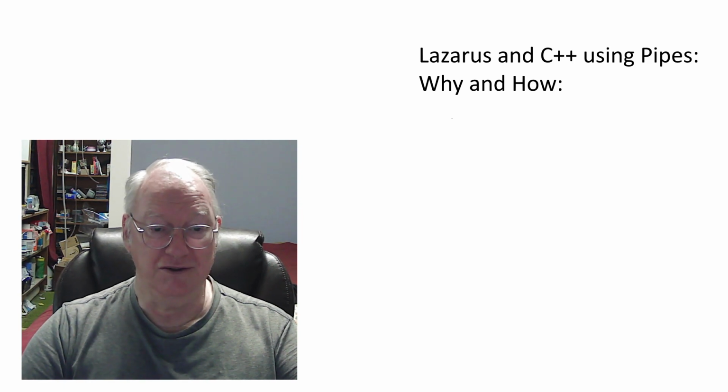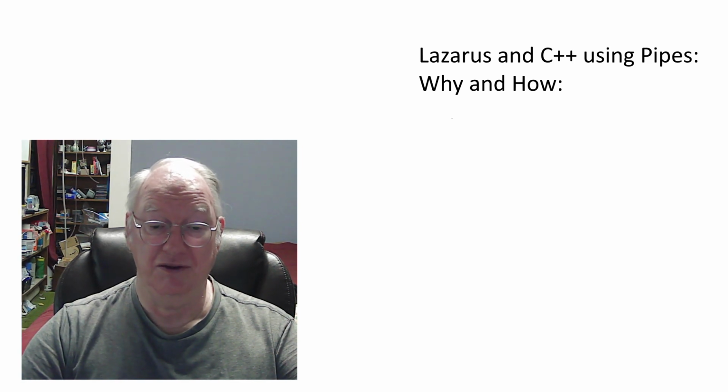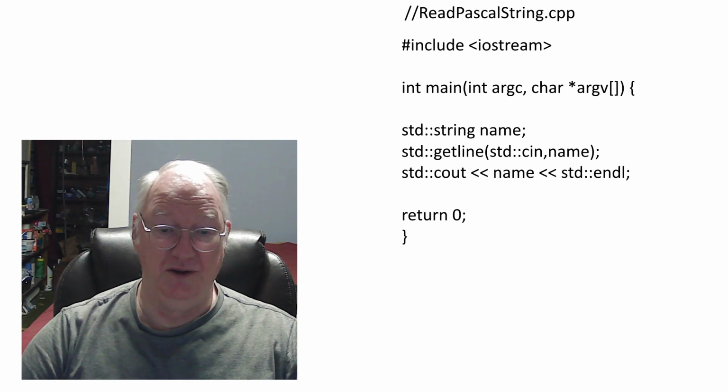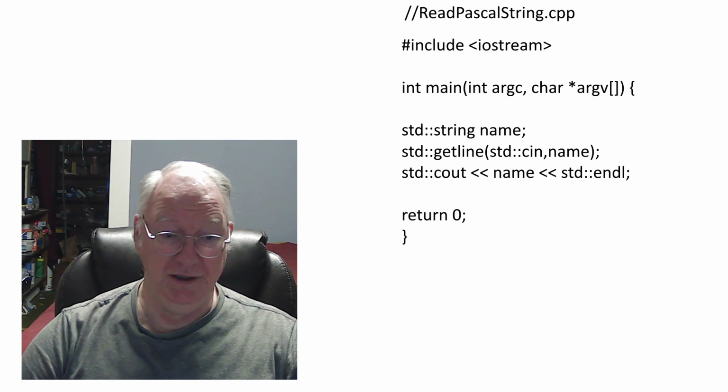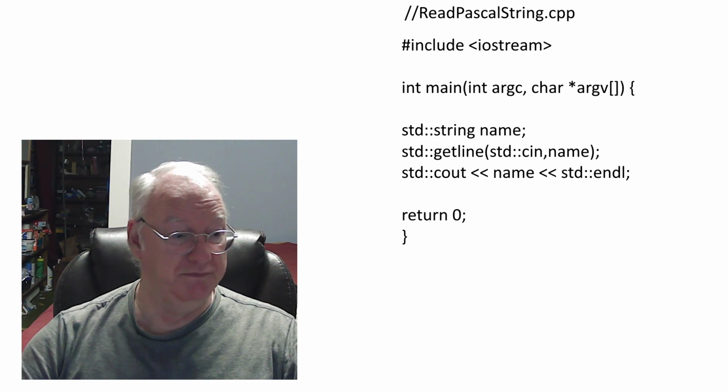Now let's get started. The first thing we need to do is to write a C++ program which receives and sends data to and from Lazarus. Now let's open our C++ IDE. I'm using CodeBlocks. If you want to use it too, you can download it. It's easy to install. But you can use any of the C++ IDEs.